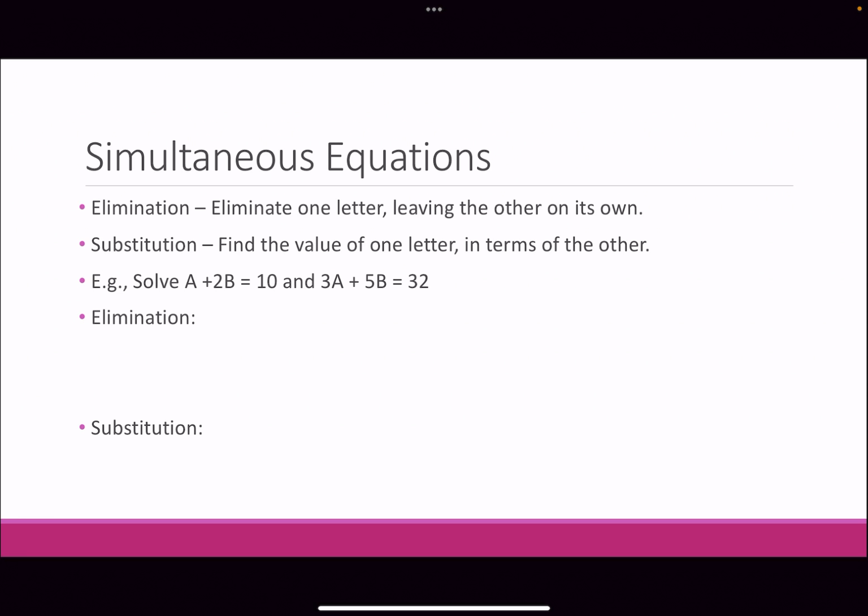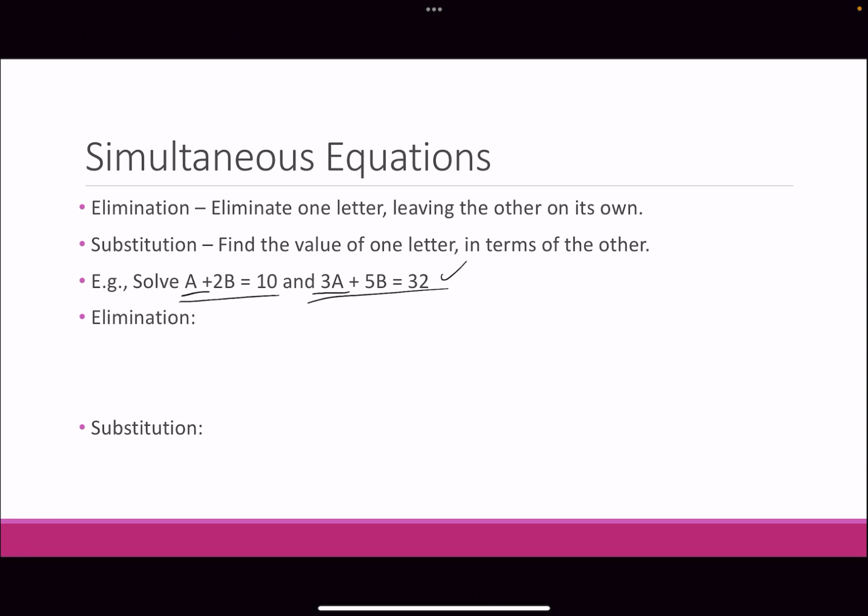It's pretty hard to understand when I just verbally explain it, so I will do an example with you guys. If we have a plus 2b equals 10 and 3a plus 5b equals 32, what's a and b? Let's try and use elimination. When we try and use elimination, we need to make sure that the same term exists in both equations. By term, I mean the letter and the coefficient in front of it. So 3a and a are not the same term. 3a and 3a are the same term. So let's try and make 3a in both equations.